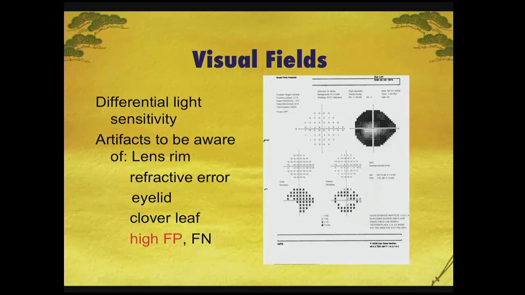High false negatives: sometimes when someone has bad disease, they'll have high false negatives just because that's the nature of glaucoma. They'll see one dim light, but then the next time they won't see it, then they may see it again. Those you do want to count. You do want to look at ones with high false negatives, because again, it could be disease, not just an artifact.